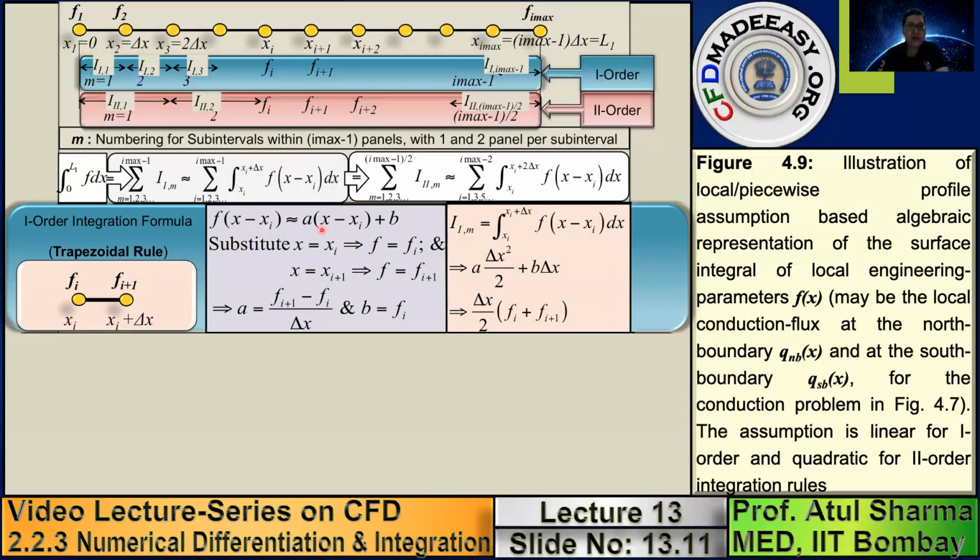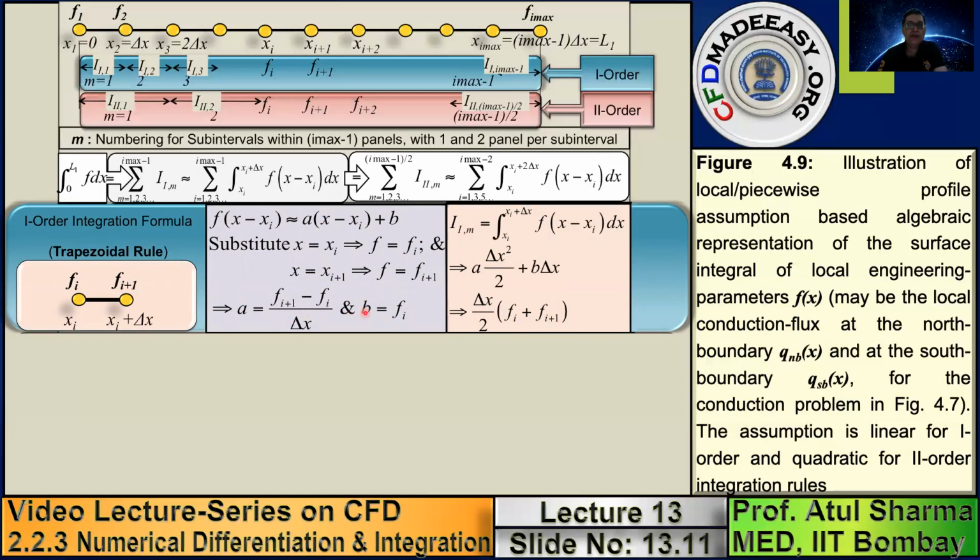So when you assume a linear variation in a subinterval which consists of one panel, then you have two constants a and b, and you have two x locations where you are given the function value: at x equals xi, f equals fi, and at x equals xi plus delta x, f equals fi plus 1. So you substitute this into this linear equation, and there are two constants a and b. You can obtain those algebraically.